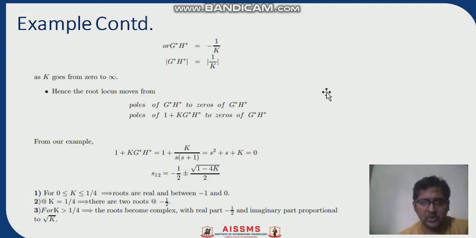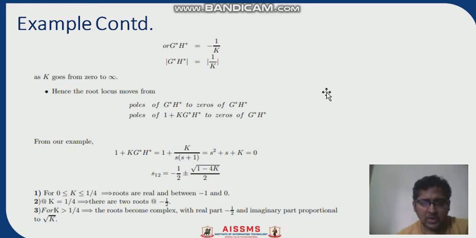Particularly for this example, we need to find 1 plus k divided by s into (s plus 1), which gives s square plus s plus k equals 0. So the roots s1,2, because it is a second order system, we can find two values, equal to minus half plus or minus root of (1 minus 4k), divided by 2.